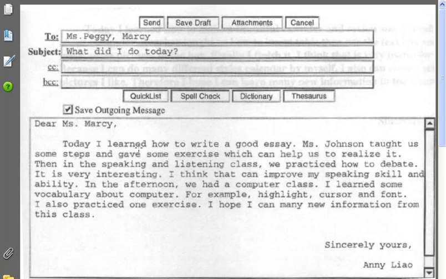Dear Ms. Marcy, today I learned how to write a good essay. And this person didn't just do my class. She talked about the whole day. But this was her first e-log. Ms. Johnson taught us some steps, then in listening and speaking class. And then in the afternoon we had a computer class. I learned some vocabulary about computer, for example, highlight, cursor, font. I hope I can many new information from this class.